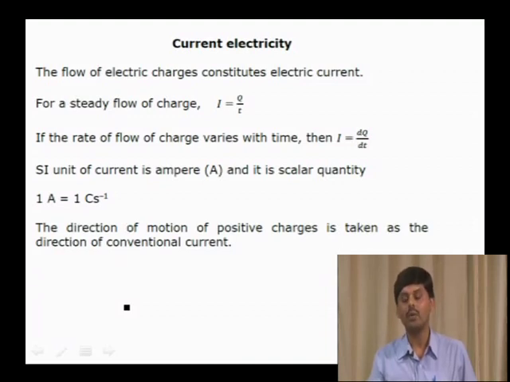See, 1 ampere, how are you going to define the 1 ampere? 1 ampere is equivalent to 1 coulomb per second. The conventional direction, how are you going to take the conventional direction of current? The direction of motion of positive charges is taken as the direction of conventional current.